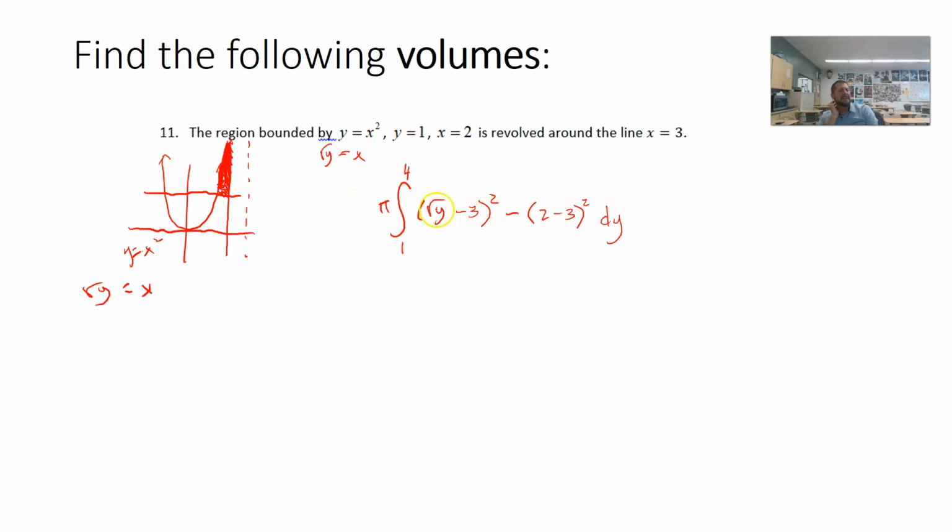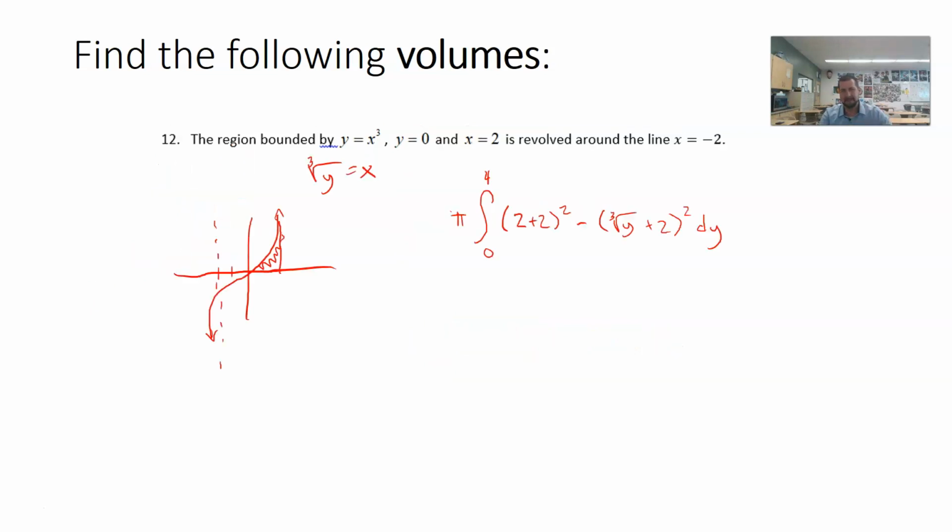But notice what I did here is I went the square root of y minus 3. If you accidentally flip-flop them, because really it should be 3 minus the square root of y, it actually doesn't matter, and that will give you the correct answer. So really on this problem, I could go the integral from 1 to 4 of 3 minus the square root of y squared minus 3 minus 2 squared. Either one of those gives you the identical answer, and in reality it doesn't matter, and you're good to go. So that's number 11.